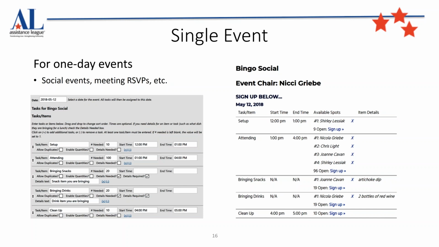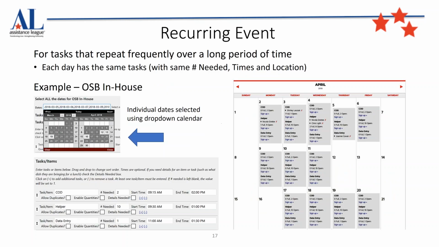There are recurring events. This should be used for tasks that repeat frequently over a long period of time. For example, for Operation School Bell, it goes for 3 months. And every day we have the same needs. We have 2 chairmen of the day. They start at the same time. We have 10 helpers. They start at the same time, and a data entry person. Every day, it has exactly the same tasks with the same numbers needed, same times, and same location.